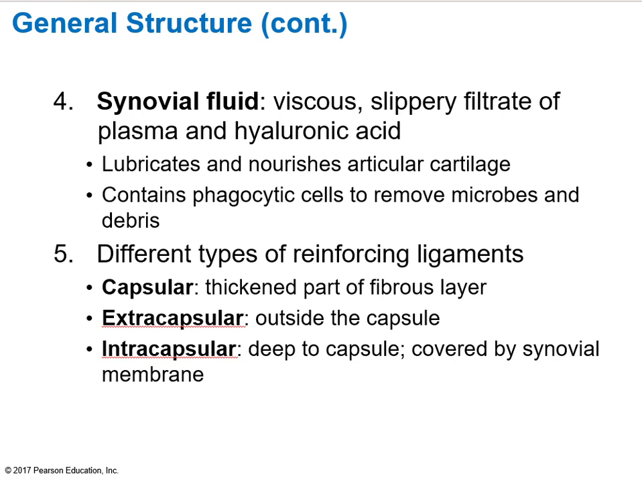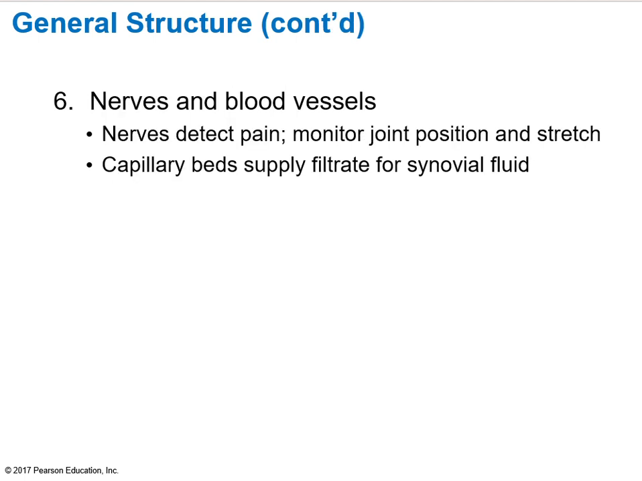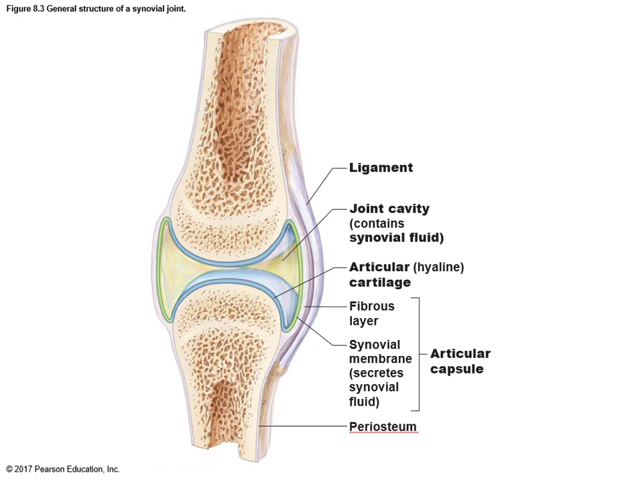There's also different types of reinforcing ligaments, some that are around the capsule, some that are more external to the capsule, some that actually are deep to the capsule and go all around that synovial membrane. And of course, nerves and blood vessels are present. The nerves are there to detect pain, monitor joint position and stretch, and there's capillary beds that supply filtrate for the synovial fluid. And again, that synovial fluid is made by that inner layer of the articular capsule.